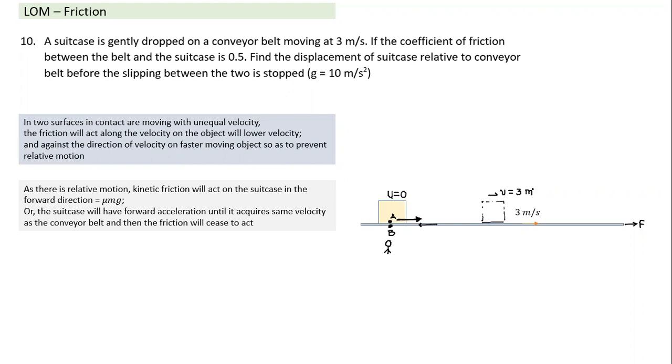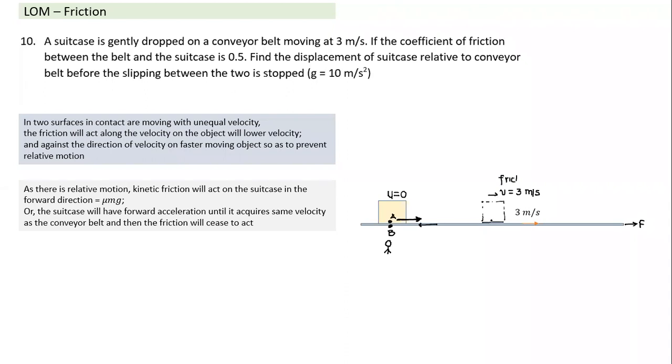Now the question is, now that the slipping has stopped and there's no relative motion, will the friction still act, or will friction come to a stop here? The moment slipping stops, the moment both velocities become equal, there's no reason for friction to act. So the moment velocity becomes the same, the friction stops acting. So this is the point where friction stops acting. And now the belt and the suitcase will move at a constant velocity.